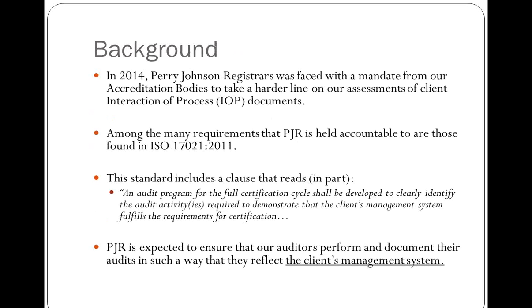So we'll begin with a little bit of background. Back in 2014, Perry Johnson Registrars, PJR, we were given a mandate from our accreditation bodies. We were told that we had to start taking a harder line in our assessments of client interaction of process, or IOP, documents. And the clause that was given as kind of justification for this is rooted in the ISO 17021 standard. Now this is the standard, of course, that PJR has to abide by to be accredited through ANAB and UKAS and the other accreditation bodies whose seals appear on your certificates.